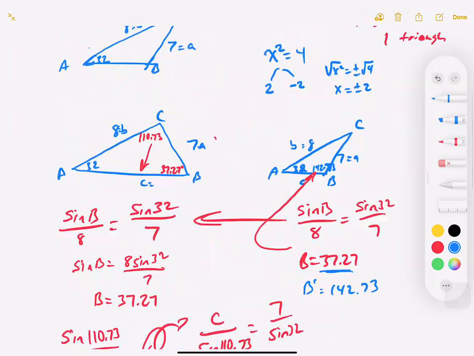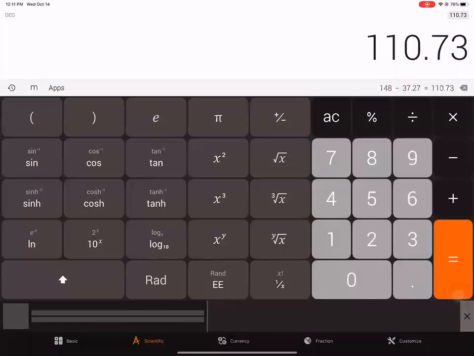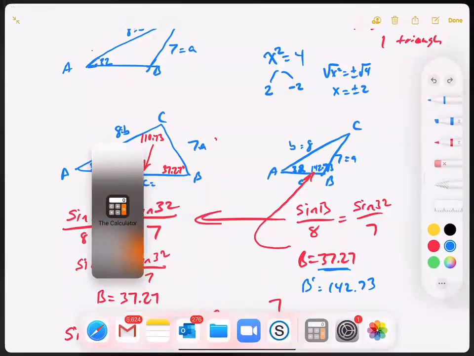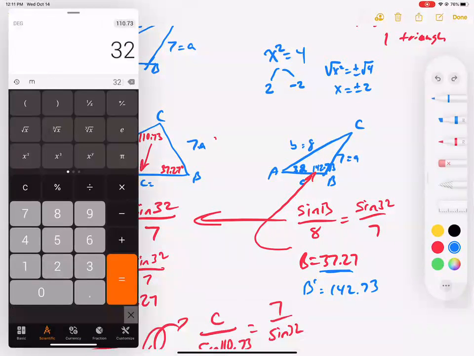And then how do I find my third angle? We say, I know 32, I know 142. We subtract that from 180. And that last angle C is actually going to be pretty tiny. So let's do 180 minus 32 minus 142.73 equals, and we're left with a very tiny angle, 5.27.